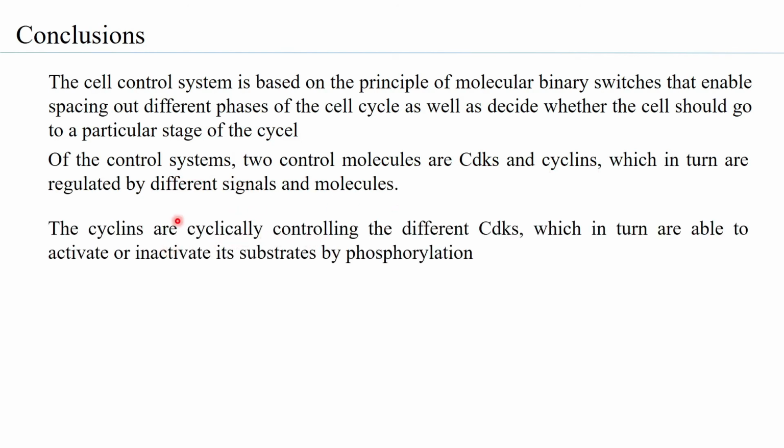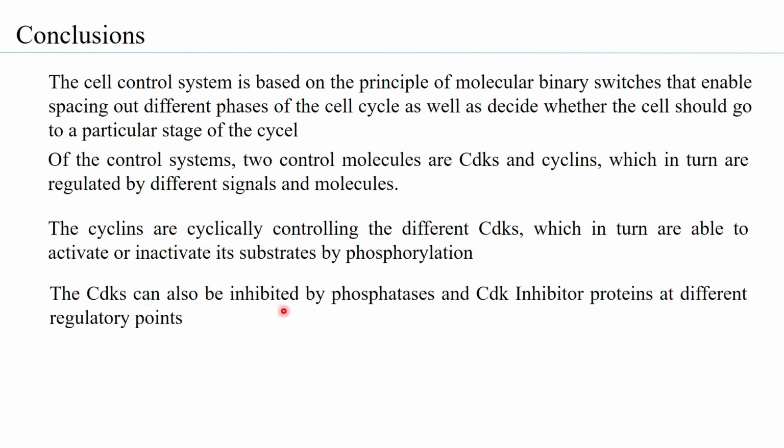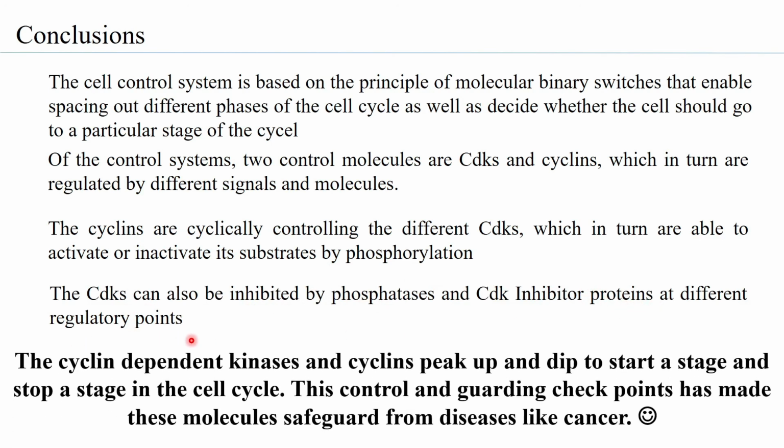The cyclins are cyclically controlling the different CDKs, which in turn are able to activate or inactivate their substrates by phosphorylation. The CDKs can also be inhibited by phosphatases and CDK inhibitor proteins at different regulatory points. So the cyclin dependent kinases and cyclins can peak up or dip to start a stage and stop a stage in the cell cycle. This control and guarding of checkpoints has made these molecules safeguards from diseases like cancer.